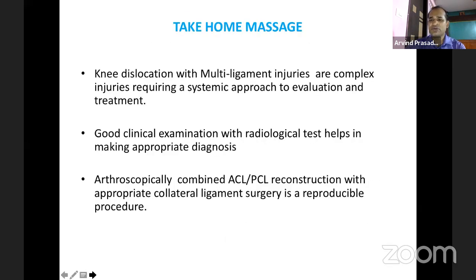So the take-home message is that knee dislocation with multiligament knee injury is a complex injury and requires a systematic approach to evaluation and treatment. Good clinical and radiological examination help in making the appropriate diagnosis. And arthroscopically combined ACL and PCL reconstruction with appropriate collateral ligament surgery is a reproducible procedure.